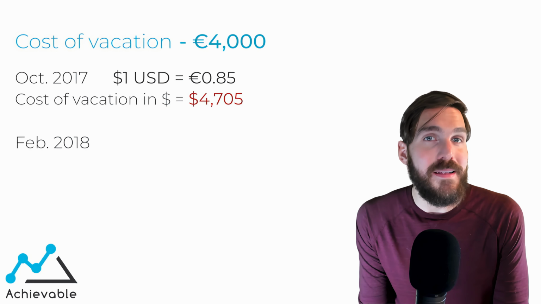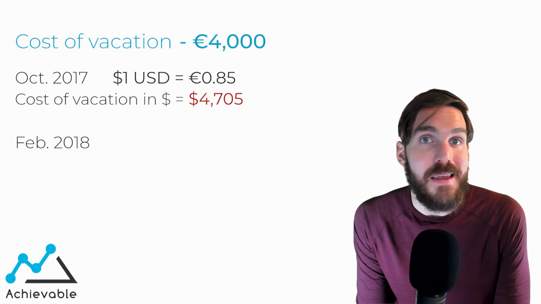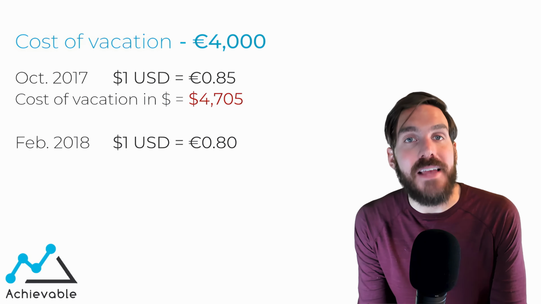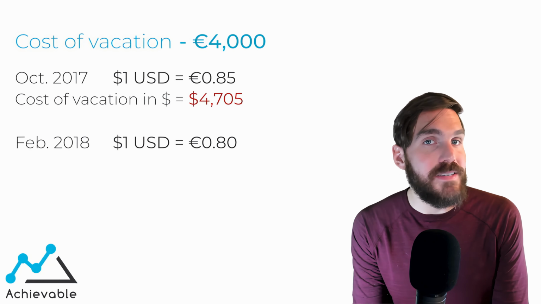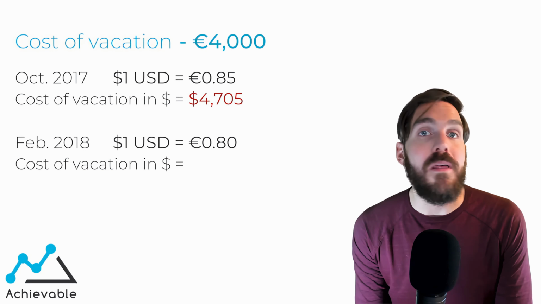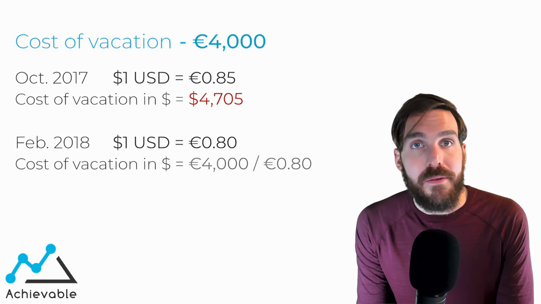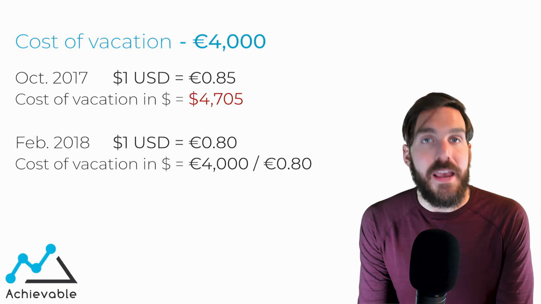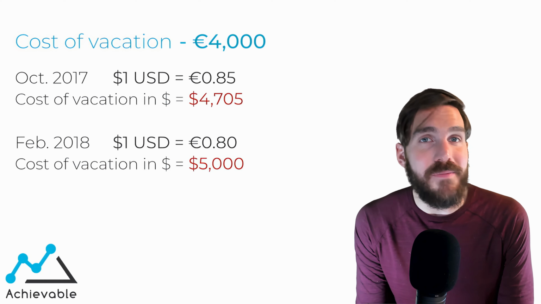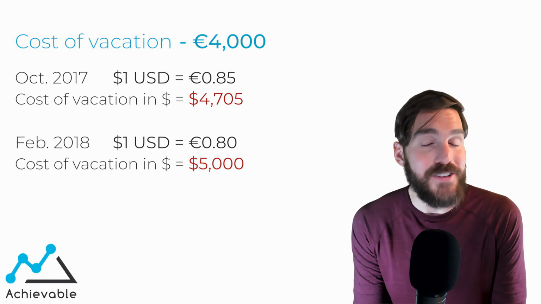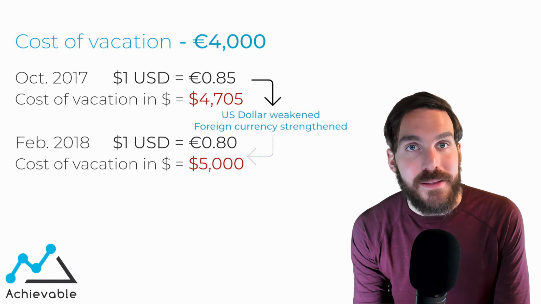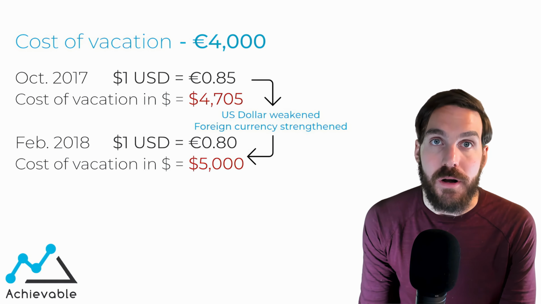By February 2018, the US dollar weakened, which means that it buys less of the foreign currency. At this point, one US dollar equaled 80 cents in euros. What we're going to find is that this is going to work against you because your vacation is going to become a little bit more expensive solely because of the exchange rate. So let's do another calculation. A 4,000 euro vacation, given that exchange rate, will actually cost 5,000 US dollars. Because of the exchange rate changing, your vacation got $295 more expensive. If the currency you're exchanging out of weakens, that will work against you, whether you're a vacationer or an investor.